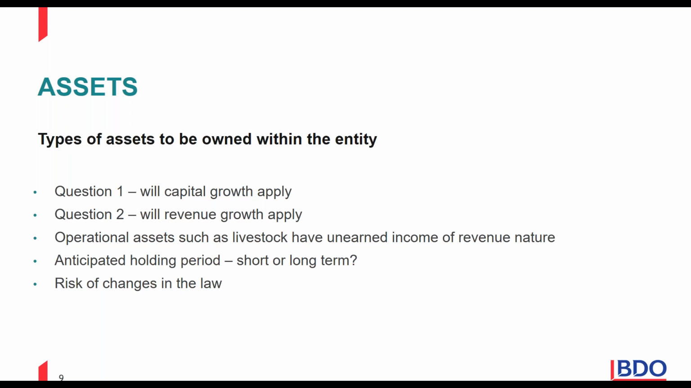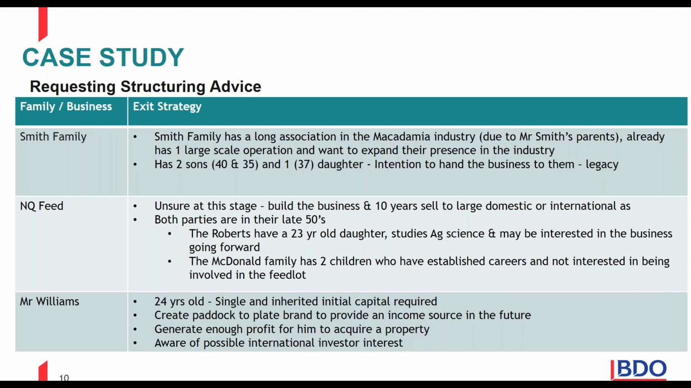Great. So in relation to the case study, referring this back, once we've asked a few more questions, we identify that the Smith family has a long-term association within the macadamia industry. They already have one large-scale operation and want to expand their presence. They also have 2 sons and 1 daughter. So the intention, like we were saying before, is that they want to create a legacy. They want to build the wealth within the business to hand over to them in the future.